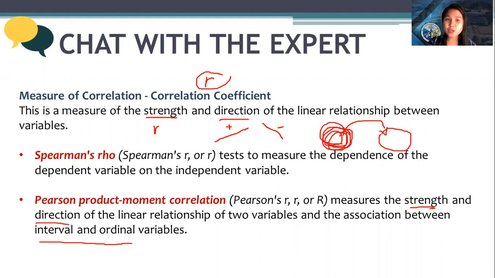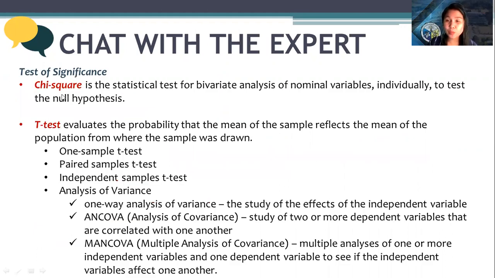To test that, we can use chi-square or t-test. What will be the ending of this? The ending will be the p-value. How will you know that your data is statistically significant?